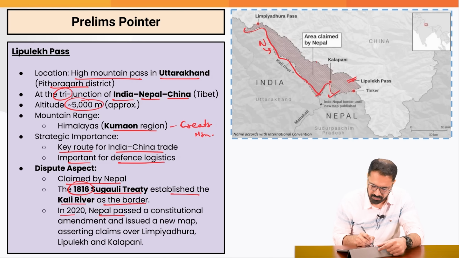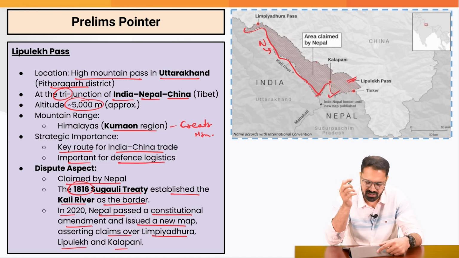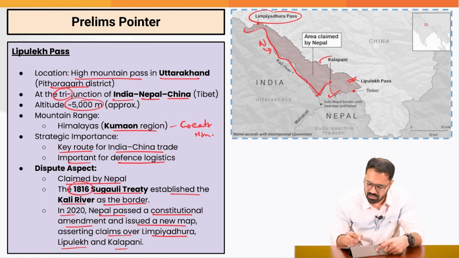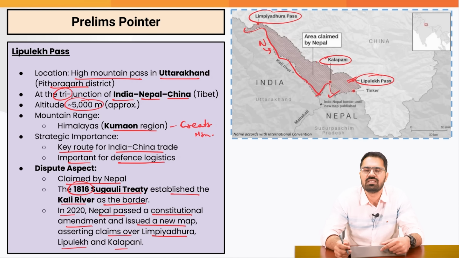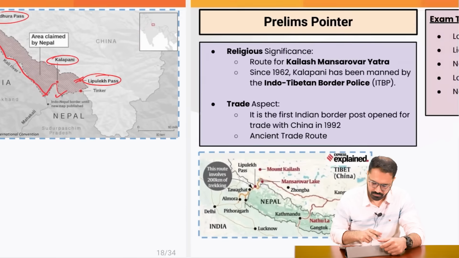In 2020, Nepal passed a constitutional amendment and issued a new map asserting claims over Limpiadhura, Lipulekh and Kalapani. These three areas are important. You have to remember these names. Limpiadhura, Kalapani and Lipulekh. These are the three disputed areas which Nepal is claiming. So now you understand this area.